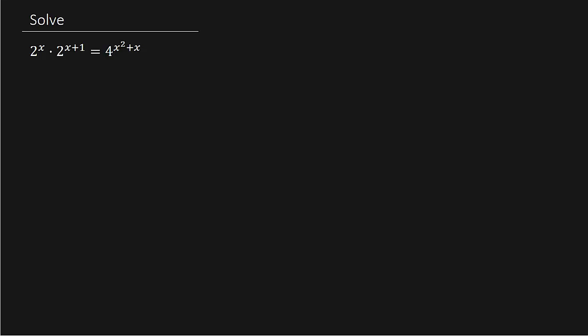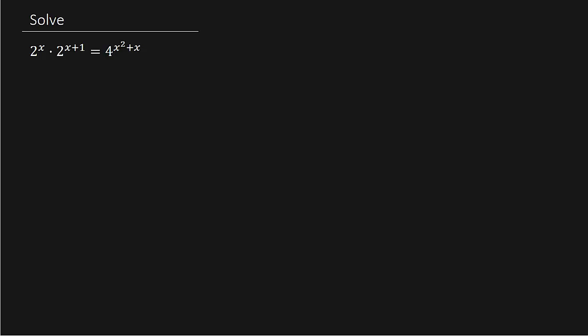Let's take a look at this problem. This is an exponential equation we need to solve. And remember, whenever you're solving an exponential equation, you want to get the bases the same and then set the exponents equal to each other. Sometimes you can't do that. If that's the case, then you can take the natural log of both sides. But in this problem, it looks like we can get the bases the same.